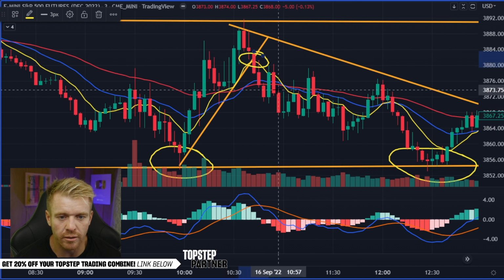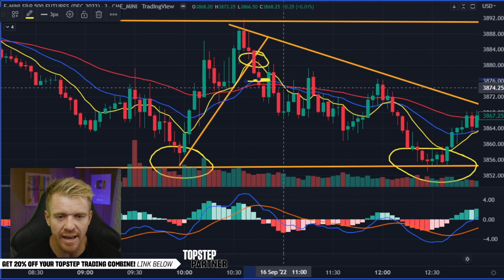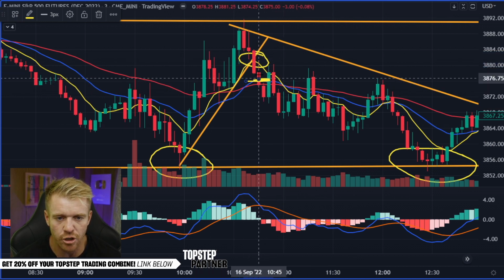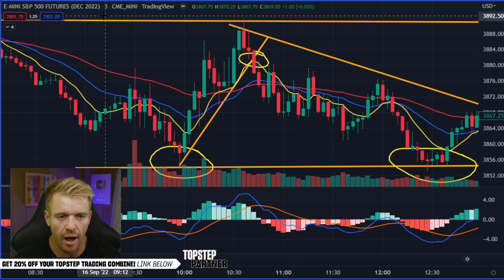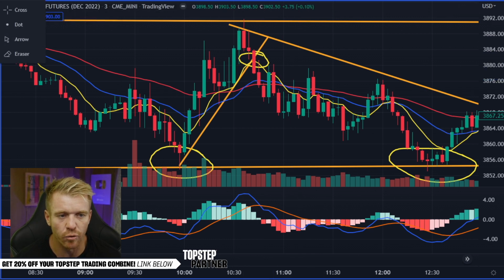But do I want to get short, especially when the market's choppy? We have the EMAs right there. We have a lot of stuff going on. Do I want to get short right here just right away? Probably not. Let's be a little bit more patient. Let's wait for the retest.